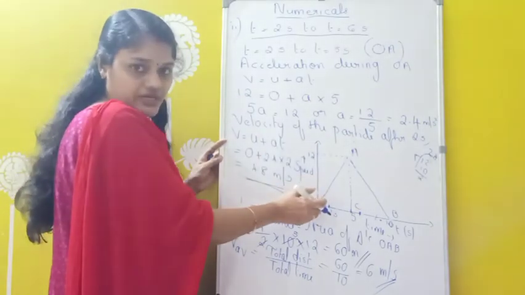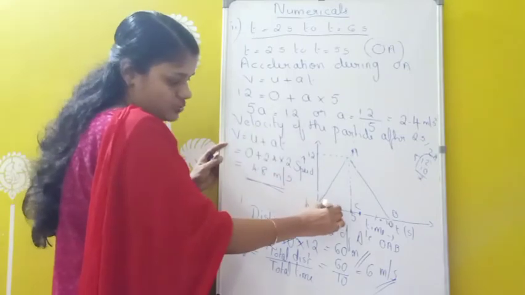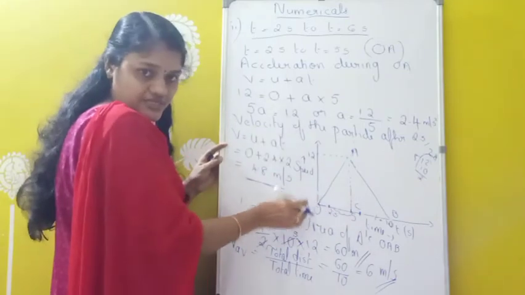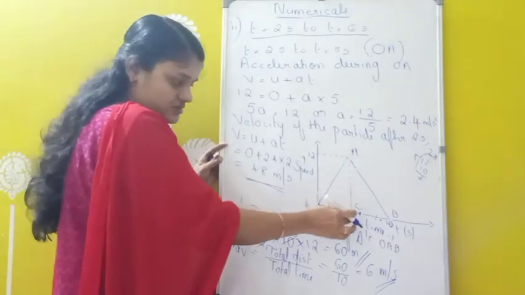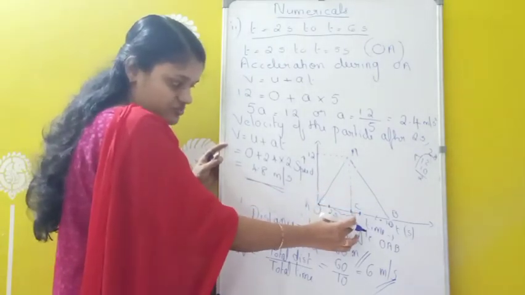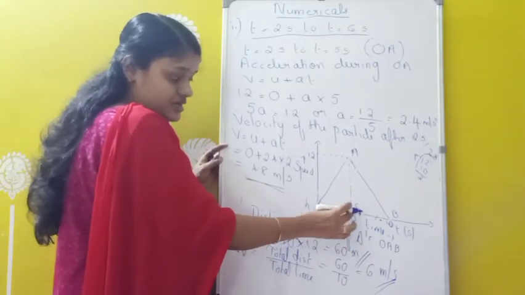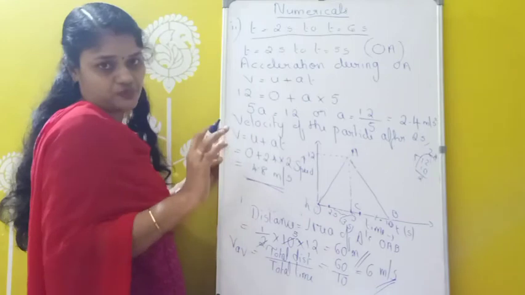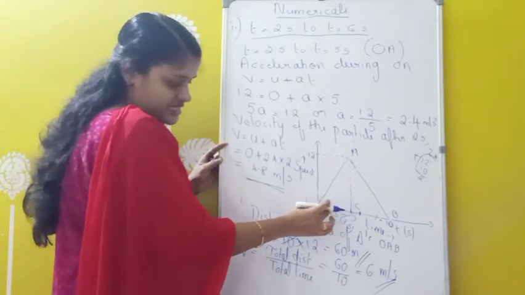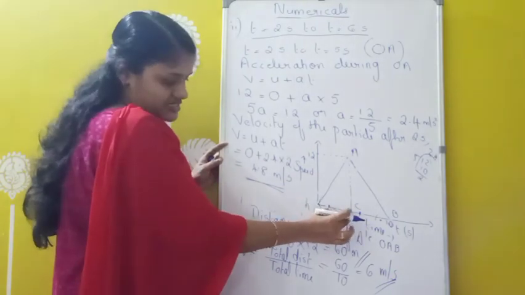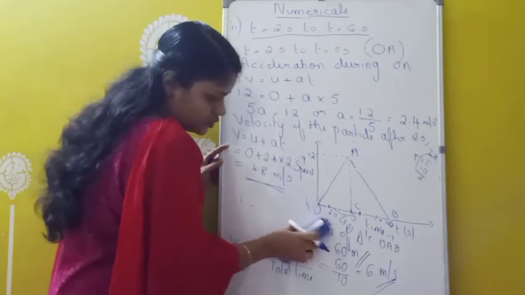Now we can find the distance covered by the particle from t equals 2 seconds to 5 seconds. In what interval? 5 minus 2 is 3 seconds. So in these 3 seconds, we have to find the distance covered, that is from t equals 2 seconds to 5 seconds. What is the time interval here? 3 seconds.